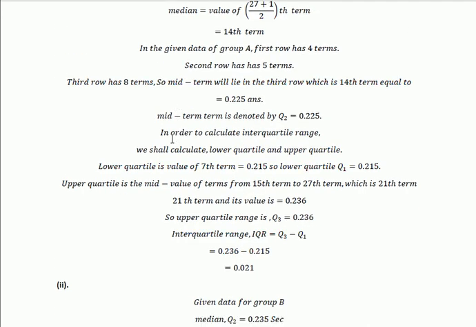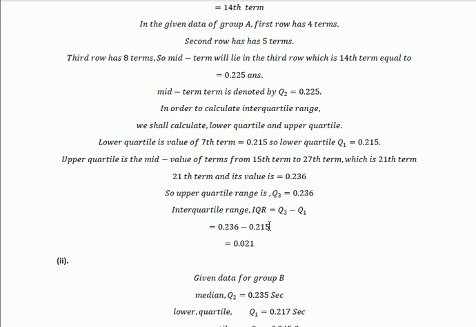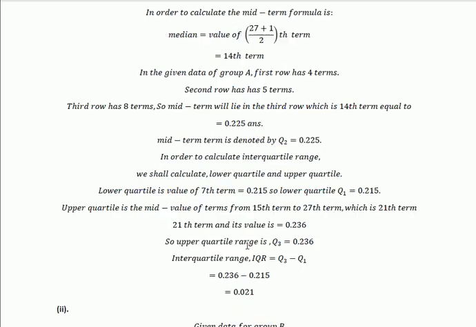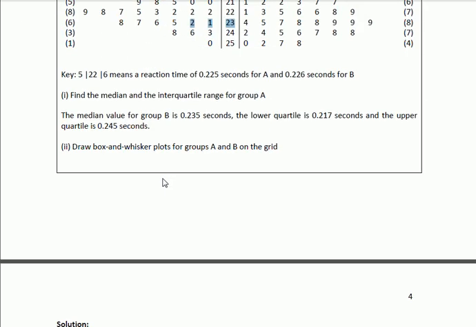After that, calculating the interquartile range, we know the formula for the interquartile range is upper quartile minus lower quartile. After simplification, we get the interquartile range equal to 0.021. For the second part, the median value for group B is 0.235 seconds, the lower quartile is 0.217 seconds, and the upper quartile is 0.245 seconds.